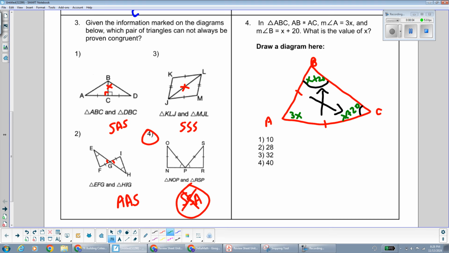And now that we've labeled this triangle, we can now find the value of x. Because if we take all the angles of any triangle and we add them together, we should get 180 degrees. Let me make sure I added these numbers correctly so far. That seems good to go. And we have x is equal to 28 when we divide by 5.